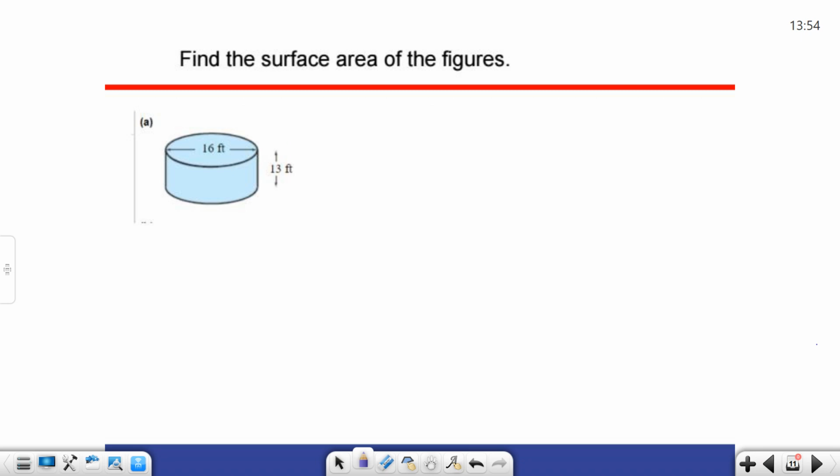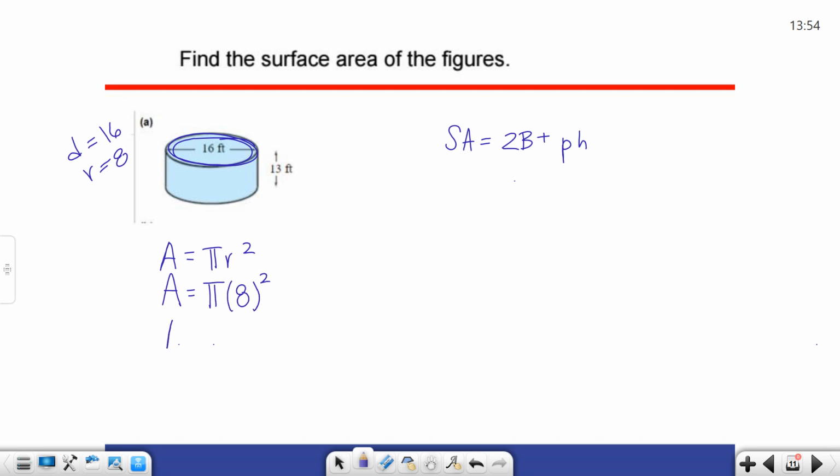All right, so I ask you to find the surface area of the figure. The surface area of this one is just the same formula, 2B plus PH. Your base for this one is a circle, so the area of a circle is pi r squared. What I notice about this one is it doesn't give me r, it gives me the diameter. So if the diameter is 16, r is 8. So when I get ready to do this one, it's going to be 2 times 64 pi.